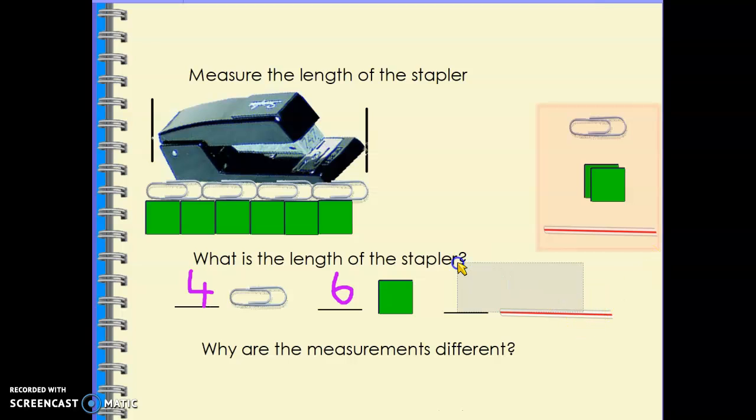Okay, so now let's use the straws to measure. The length of the stapler is about 2 straws long. So why are the measurements different? We said in the past that it's different because the length of the objects that we're using to measure is also different. So it took the most squares because the squares were the shortest, and it took the least straws because the straws are the longest.